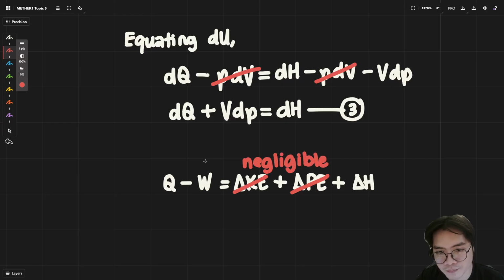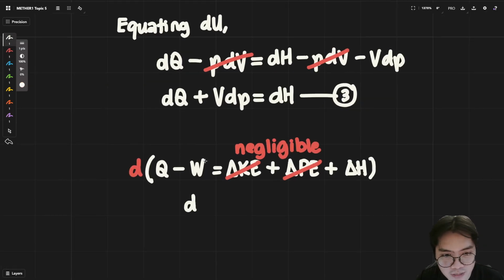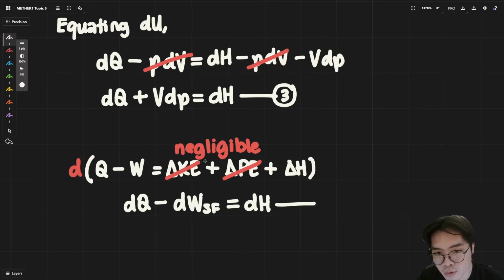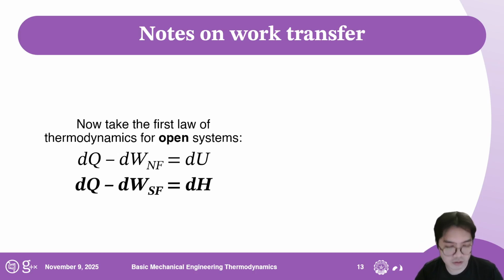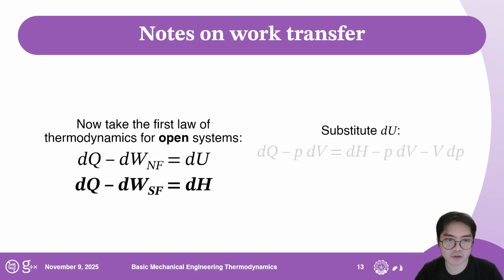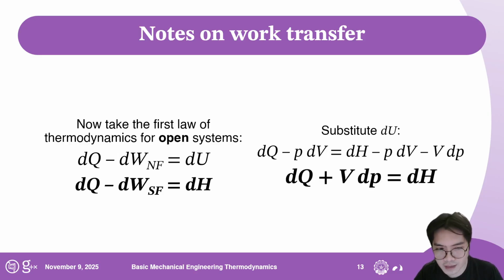Negligible. And now we take the differential of both sides. We will get dW minus, this is now for open systems, so steady flow, is equal to dH. And now compare equations 3 and 4. We'll go back to the presentation. We'll have this. And if we substitute du, we will get this.